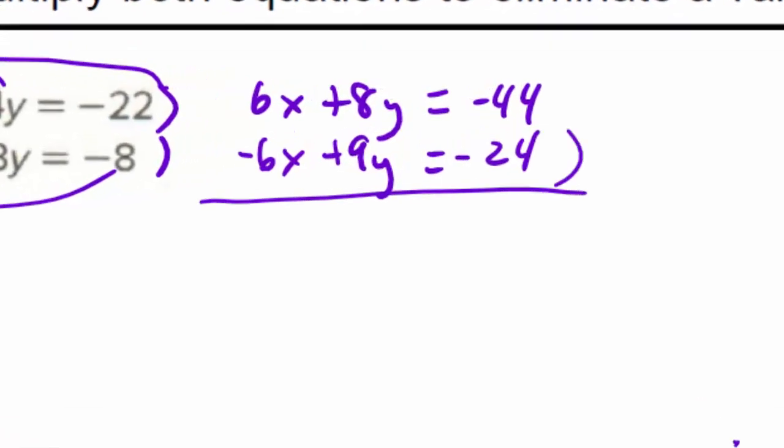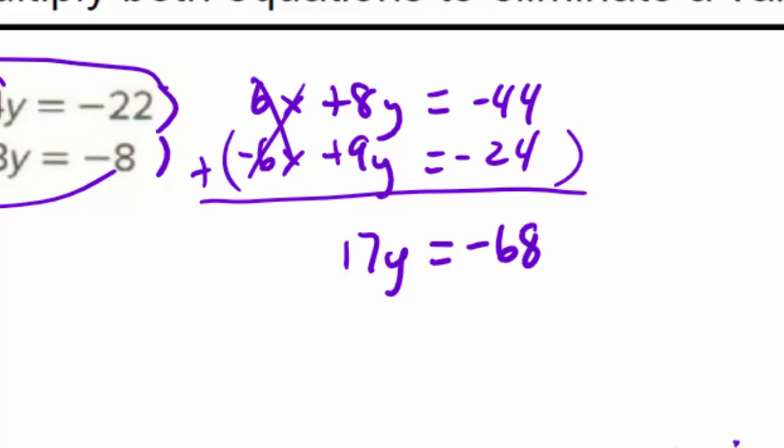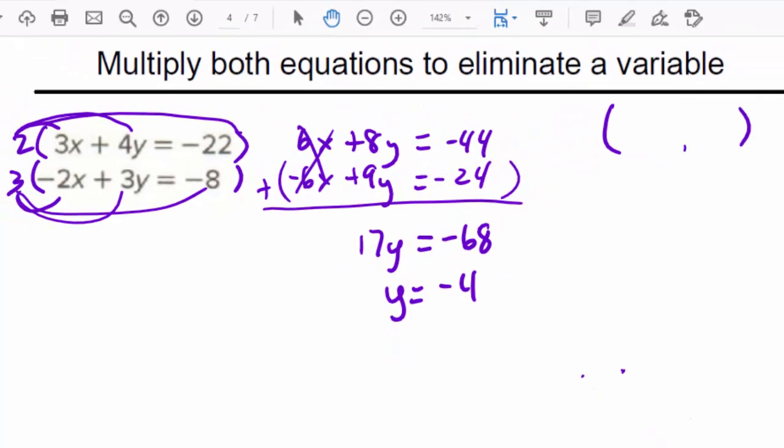Now, because the coefficients of x are opposite in signs, all I got to do is add them together, and the x's will cancel out. But I still have 8y plus 9y, which gives me 17y equals, and then negative 44 plus a negative 24 will give us a negative 68. And then when I divide both sides by 17, y ends up equaling a negative 4. So half of our solution here is negative 4 for y.